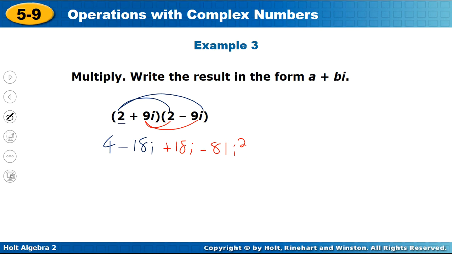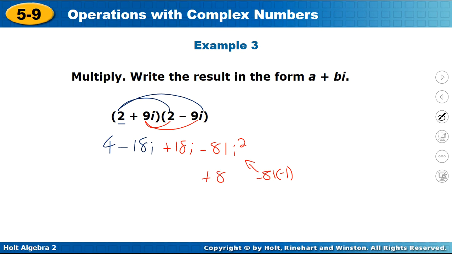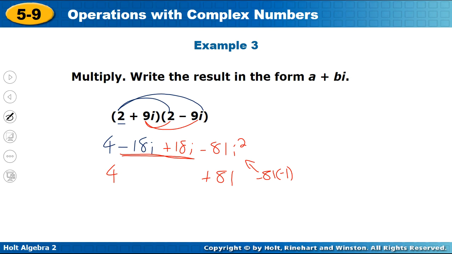So before I go any further, let me remember that this i squared is the same thing as negative 1. So really, this is going to be negative 81 times negative 1. So that should be a positive 81 here at the end. Okay? I'm going to bring my 4 down for now. I'm going to go ahead and combine these like terms. I have negative 18i plus 18i, which really, that's 0i, right? So we don't really have any more i's because they cancel each other out. So really, what I have is 4 plus 81, which is 85. 4 and 81, combine them because they are like terms, is 85.